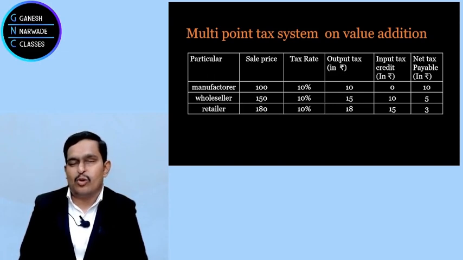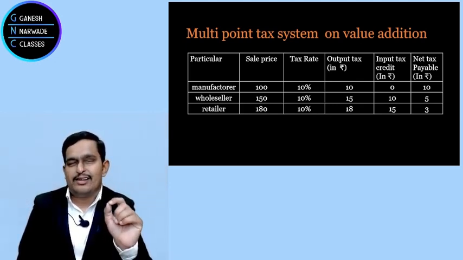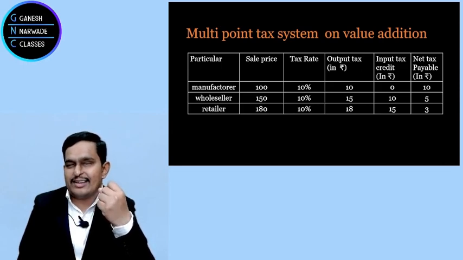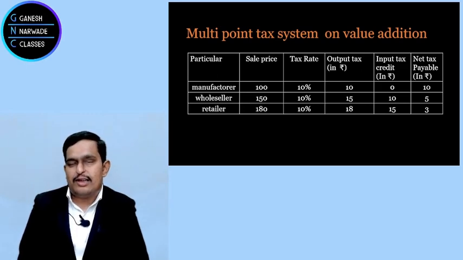Now let's come to wholesaler. Now if you did not understand, just focus on wholesaler computation. You will easily understand the manufacturer if you are still having doubts. Okay. Let's continue. Now come to the wholesaler part. 150 rupees is the sale value. Tax rate is 10%, and tax, that is output tax, 15 rupees. Very good. 150 into 10% is 15 rupees.